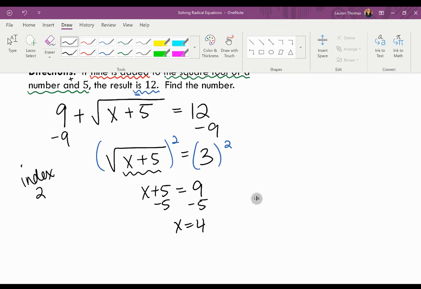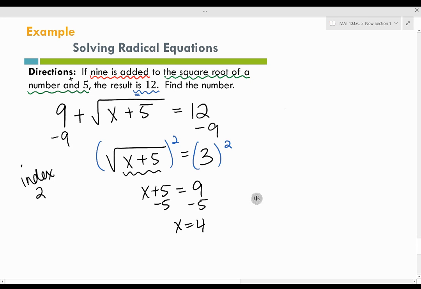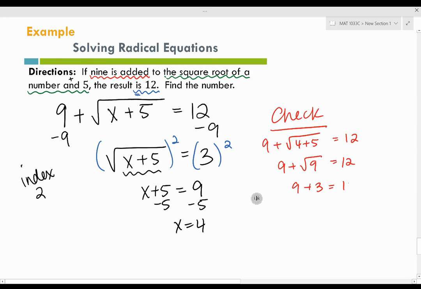Remember, before you accept that, you always have to check your answers. So we're going to plug x equals 4 into our original equation. So we have 9 plus the square root of 4 plus 5 equals 12. That's 9 plus the square root of 9 equals 12. The square root of 9 is 3, and 9 plus 3 is 12. So that's true, which means we get to keep our answer. So x equals 4. Cool. I hope this makes sense.